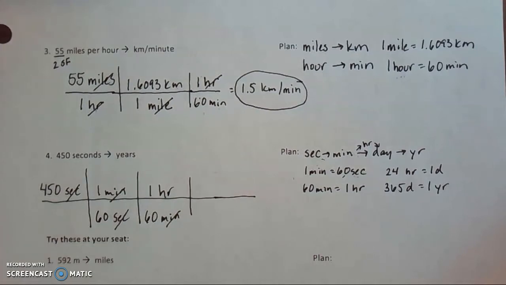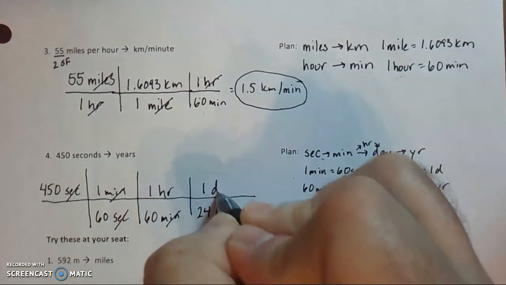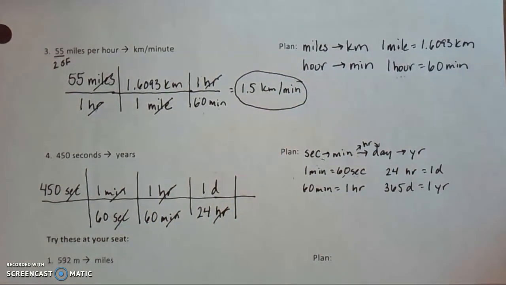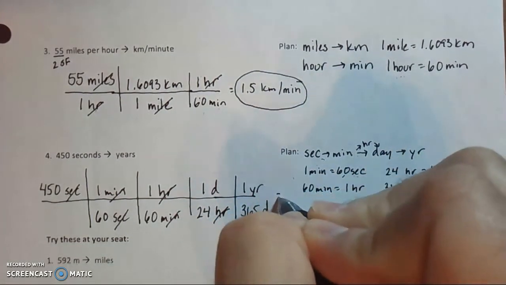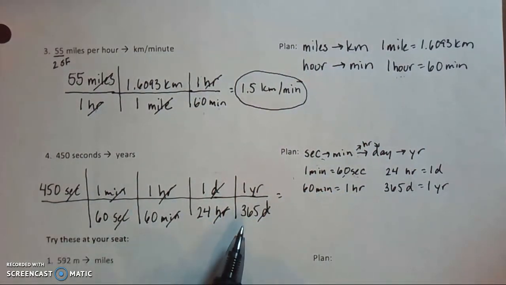I want to get rid of hours. Well, the only thing I can go to from hours is days. So there are 24 hours in 1 day. Our hours cross off. And now I can go from days to years because I have a conversion factor. There are 365 days in 1 year. So my unit of days cross off. All of these numbers are down in the bottom, so we have to divide each time.